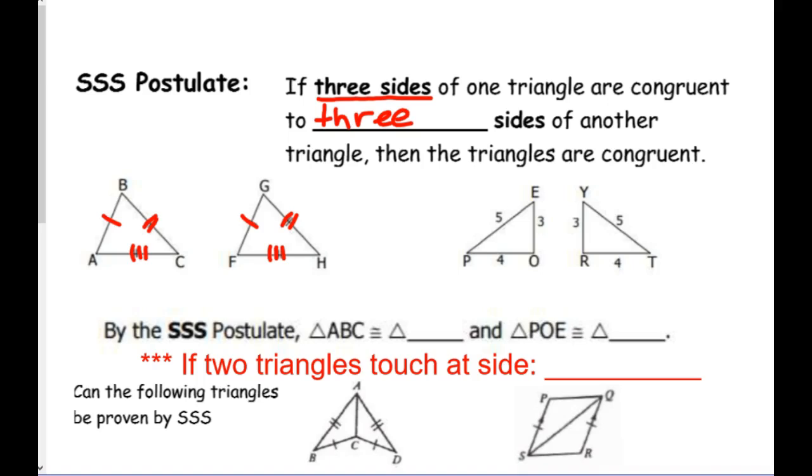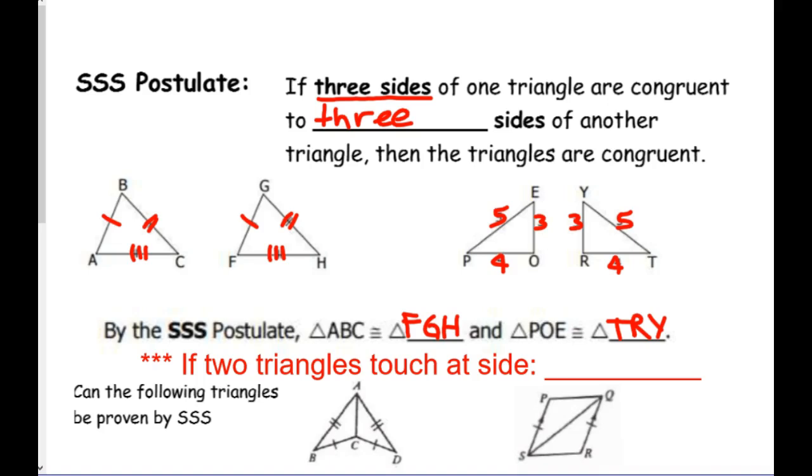And then over here, I don't have tick marks, but I do have numbers, right? This matches, this matches, this matches. Since I got 3 matching sides, that's S, S, S, side, side, side. Okay? So how would I write this? Down here it says, by the SSS postulate, triangle ABC is congruent to FGH, and POE is congruent to TRY. Poetry. Right? But again, it only works if all 3 are labeled.